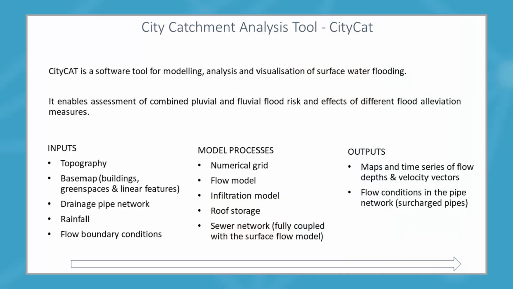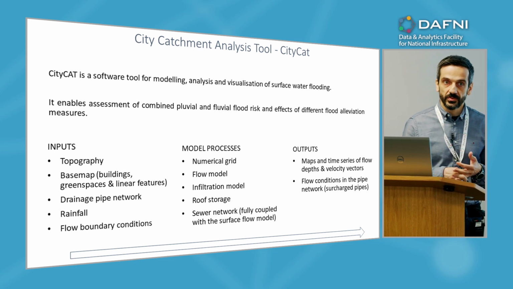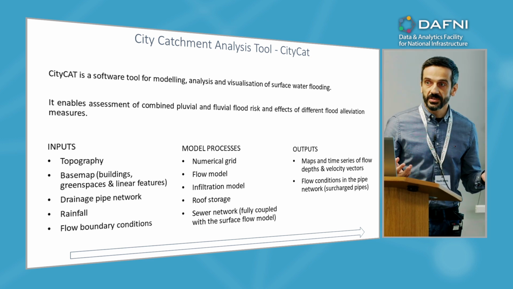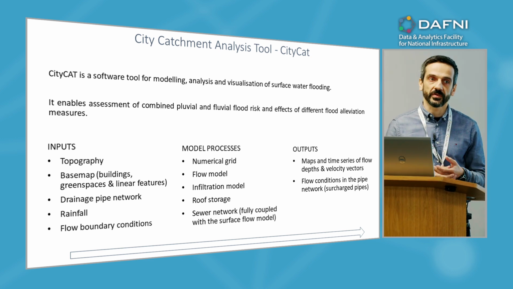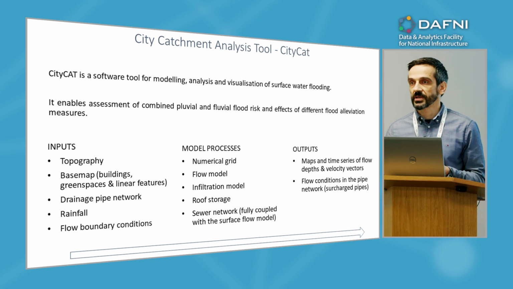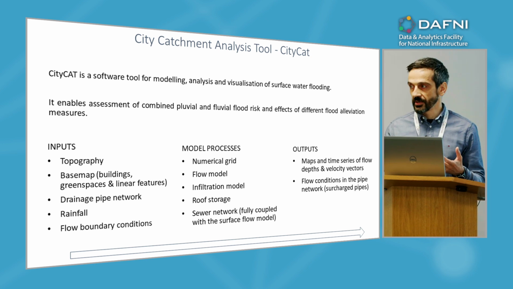So the modeling system is based on CityCAD, which is a hydrodynamic model, which has been built at Newcastle University over the last 15 years or so. It can be used to model pluvial and fluvial flooding, and it can also be used to model explicitly blue-green infrastructure like green roofs, permeable pavements, and all this. It uses standard inputs, for example, LiDAR topographic data, and also it uses the master map dataset to extract buildings, roads, and green areas.